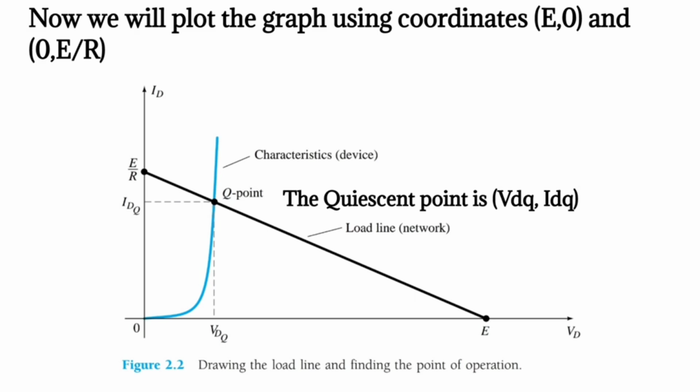The point of intersection between the load line and the diode characteristic is known as the quiescent point, which is equal to (VDQ, IDQ). This is also known as the operating point, and this sloping line is known as the load line. The value of this slope and the operating point depends on E upon R and E. As these values are changed, this operating point and load line slope will also change.